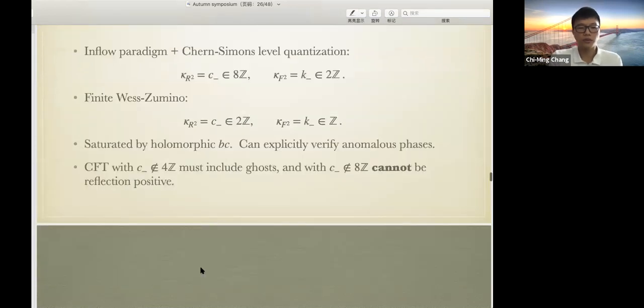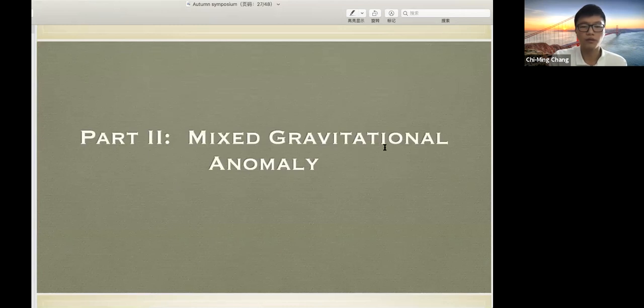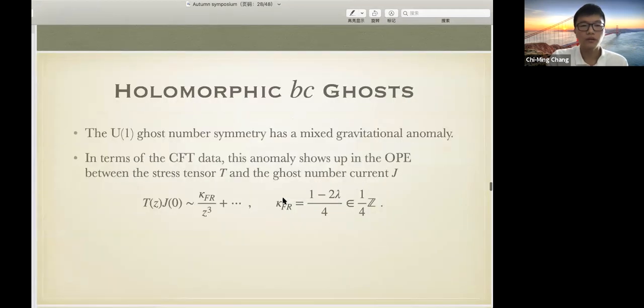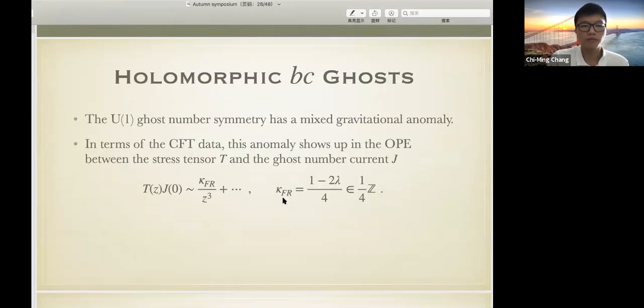Okay, so now let's come to the second part of this talk, the mixed gravitational anomaly. The holomorphic bc ghost system has a mixed gravitational anomaly. And in terms of the CFT data, this anomaly shows up in the OPE between the stress tensor T and the ghost number current J. There is a 1/z^3 term in the TJ OPE with the coefficient being the anomaly coefficient for the mixed anomaly.